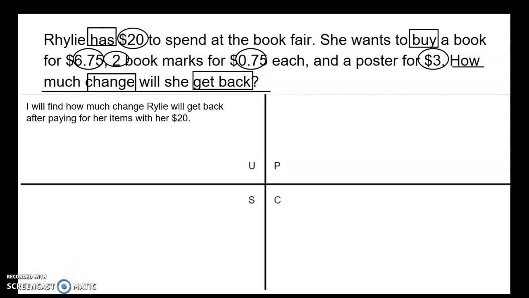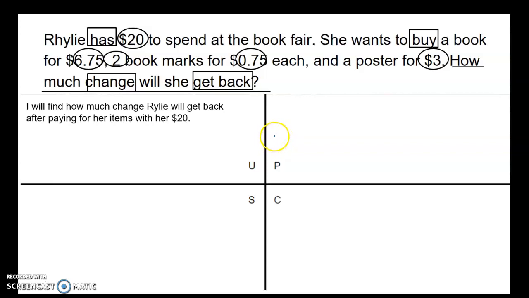Alright guys, so we're back to our problem. We are ready to come up with a really good plan. Remember on the U, we were finding out how much change Riley's going to get back after paying for all of her items with her $20. So the first step, this is a two-step problem. The first step is that we're going to need, I'm going to write my equation on this one first.